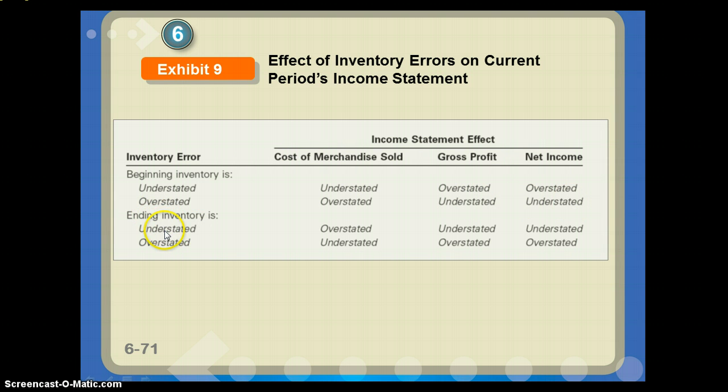Now with ending inventory, if we have understated ending inventory, that means our cost of merchandise sold is overstated. We said too much cost, which means we showed smaller inventory at the end. Our gross profit is understated because we have less inventory to profit from, and our net income is also understated. You'll notice net income and gross profit always move together. Cost of merchandise sold is the opposite of that. So ending inventory overstated, our cost of merchandise sold is then understated, gross profit and net income are overstated. You will use this for one of your problems that you will be assigned.